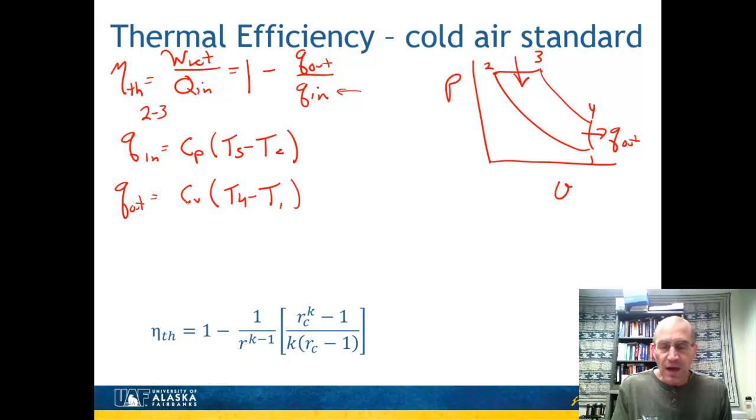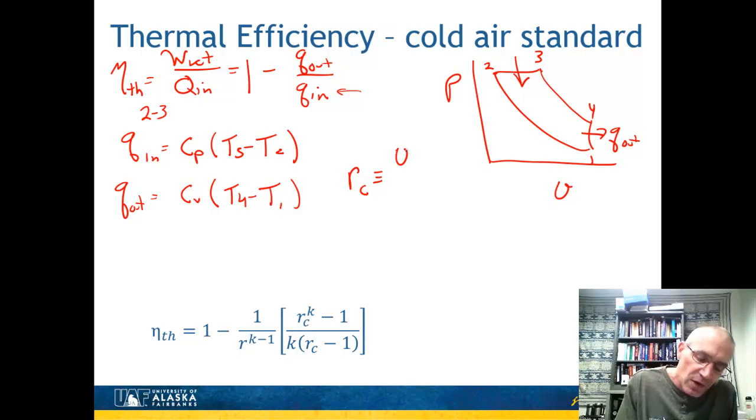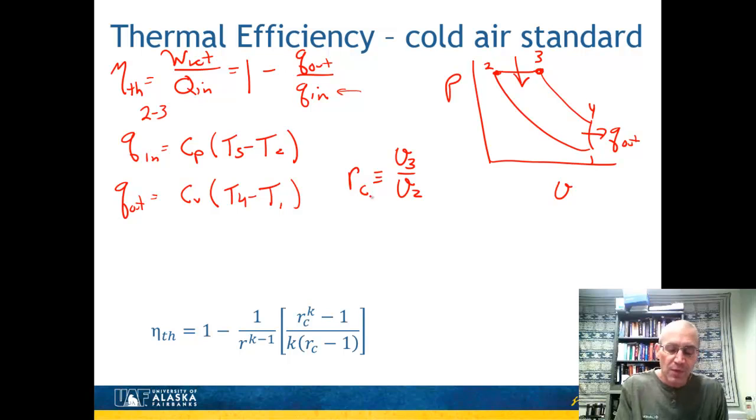And so we end up needing to do a little bit more algebraic rearrangement. The book has the details. The details don't matter too much, but there's something called the cutoff ratio, which is R sub C, and it's defined as V3 over V2. So it's this volume right here divided by that volume. So it's sort of the partial expansion that happens during the fuel addition. And with this extra parameter, R sub C, we end up with this efficiency equation I showed at the bottom.